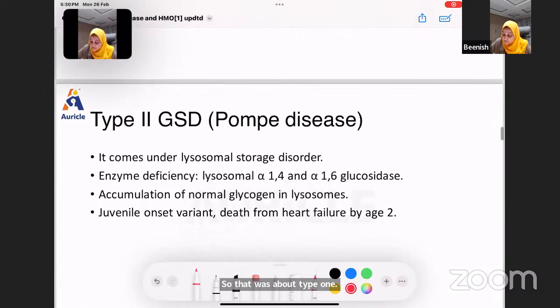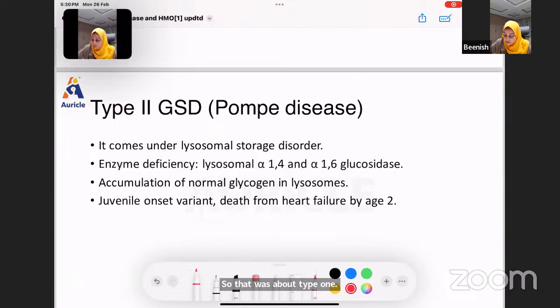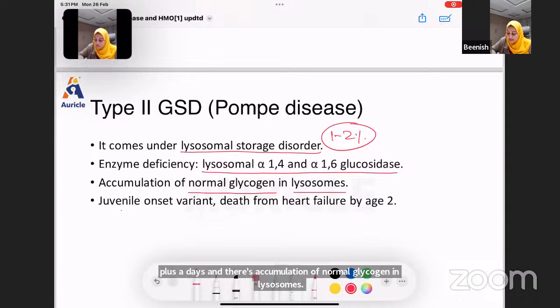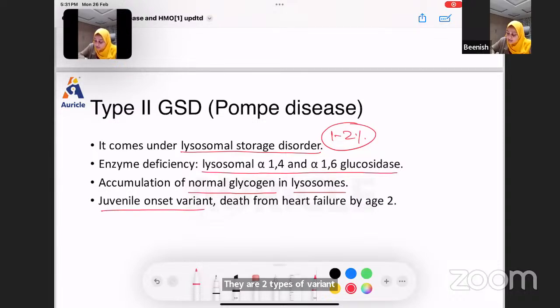Moving forward to type 2, that is also known as Pompe disease. It comes under lysosomal storage disorders. If you recollect, I had told you that mostly it was a cytoplasmic cycle, but 1 to 2% was taking place in the lysosome. So here the enzyme deficiency is in lysosomal alpha 1,4 alpha 1,6 glucosidase, and there is accumulation of normal glycogen in lysosomes. There are two types of variants, juvenile and adult. In the juvenile variant, death from heart failure occurs by the age of 2.